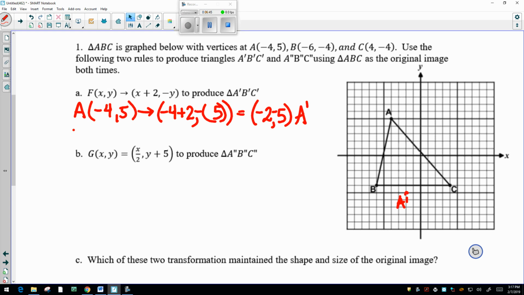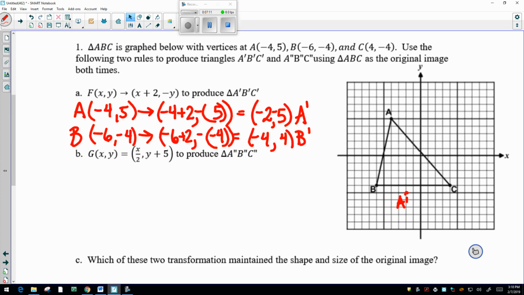Okay, we'll try B prime. So B starts off at -6, -4. So when we do this transformation, I have a -6, I want to add 2 to that x coordinate. It says take my -4 and negate it. So -6 + 2, that gets me a -4. A -4 turns into a +4, and now here's B prime. So I'm going to go to the left 4, that's -4. I'm going to go up 4, and that's going to get me B prime.